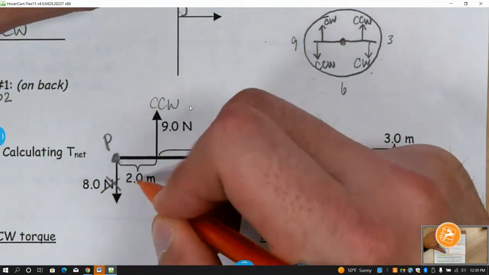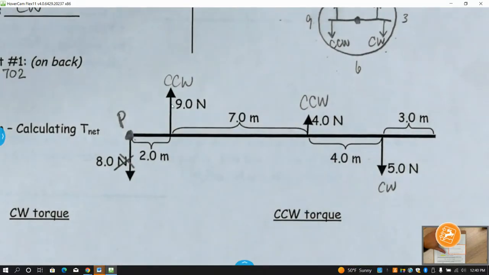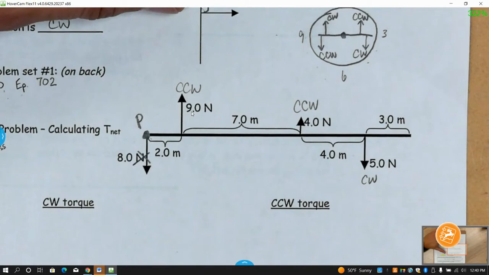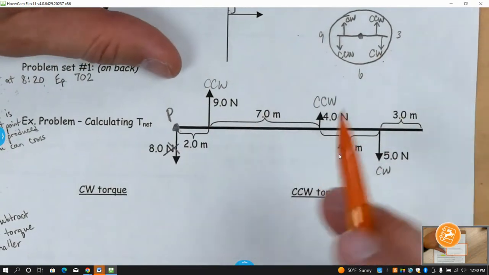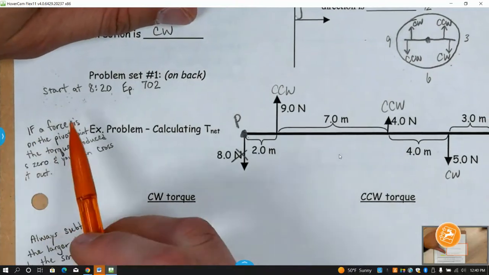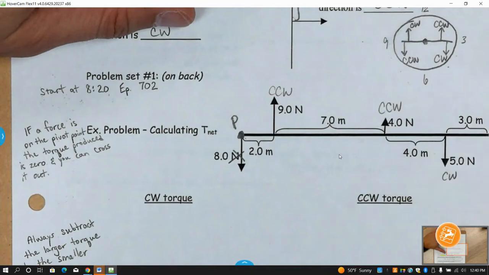No, you're just going to cross out the force, because this 2.0 is going to help us. This 2 meters is how far our 9 Newton force is away. So we've labeled all of our forces, and we've canceled out this one. I wrote it here: if a force is on the pivot point, the torque produced is 0, and you can cross it out.